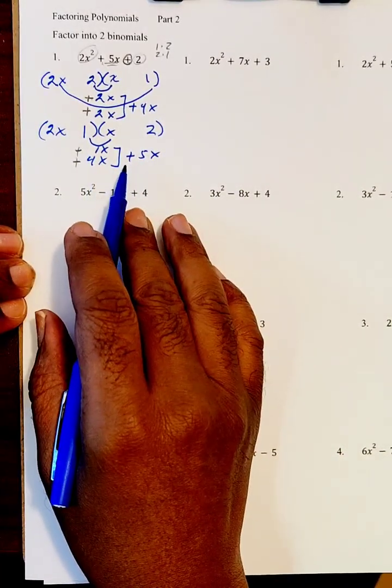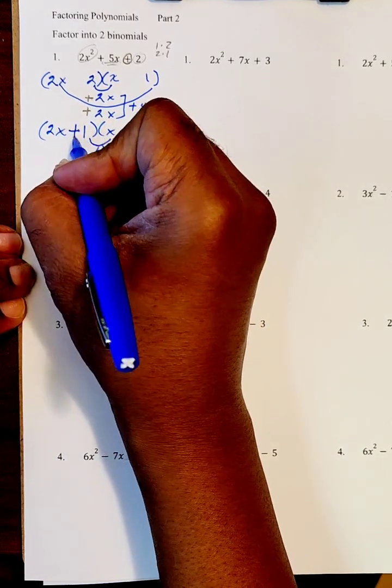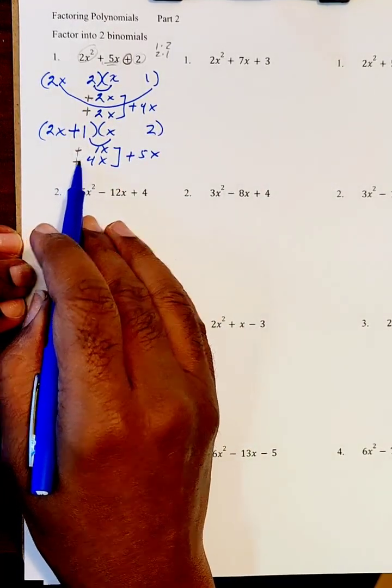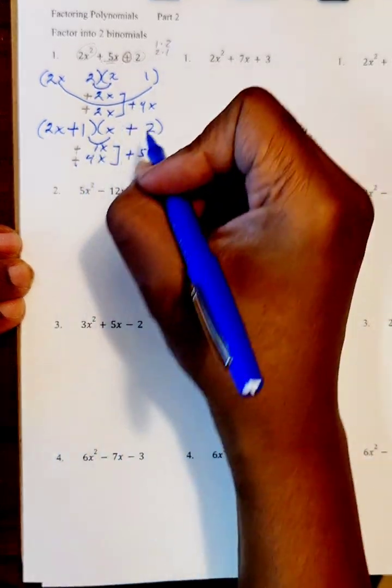The last thing we need to do is put the first positive here. So I'll put a positive there. And we need to put the second positive in this second parentheses here. And now we're done.